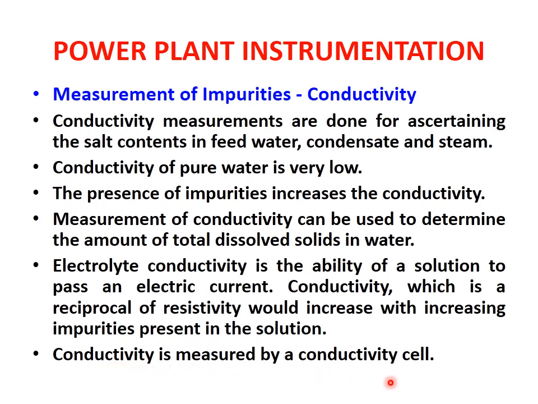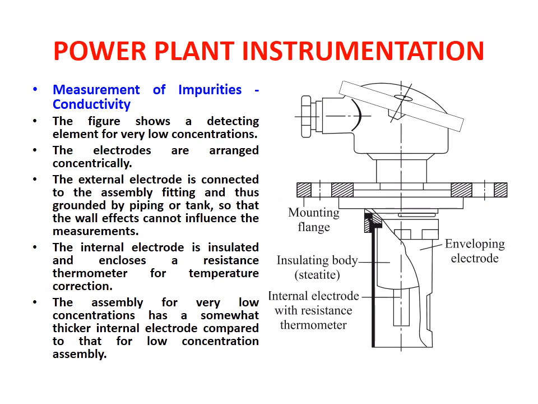So conductivity is measured by a conductivity cell. While measuring this particular value of conductivity, the main focus is to see how much electric current is passed through an electrolyte, so that we can measure the conductivity of the particular fluid. Next, one diagram is shown here, which shows how the measurement of conductivity is done.